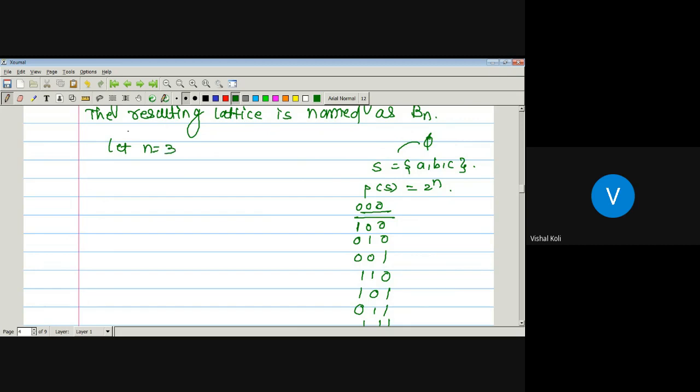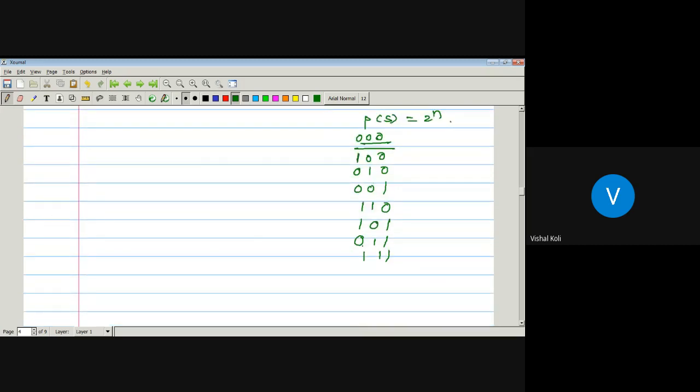If n equal to 3, then the power set of S contains 2 cube elements, that is 8 elements, and these are the 8 elements. So here somewhere will be our phi, which now becomes 0 0 0. Here somewhere will be singleton A, singleton B, and singleton C, having values 1 0 0, 0 1 0, and 0 0 1.